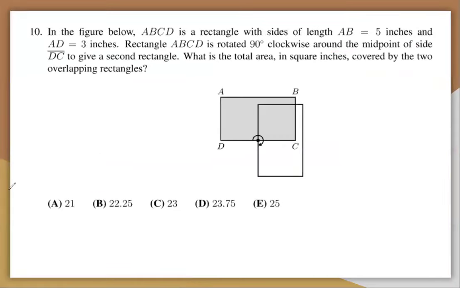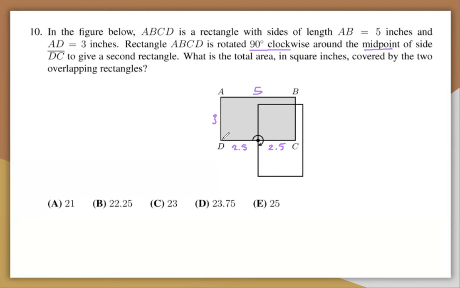Number 10. So we have the figure ABCD, a rectangle with sides 5 and 3. So it looks like this is 3 and this is 5. And ABCD is rotated 90 degrees around the midpoint. So that should be 2.5, and then this is 2.5. What is the total area covered by these two overlapping, the entire region, basically?